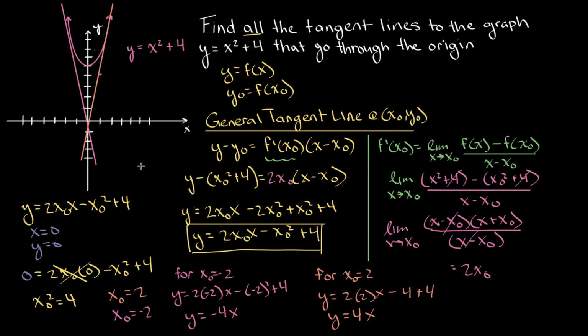And again, we had to just make a general tangent line, and we said we're going to put specific parameters on it. We want it to specifically go through the origin, and we found two tangent lines that fit that specification.